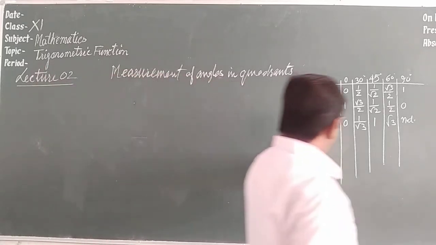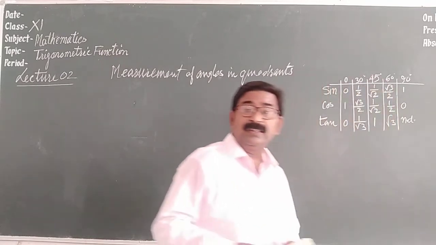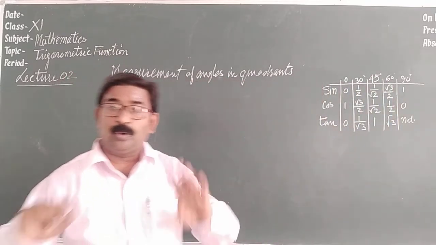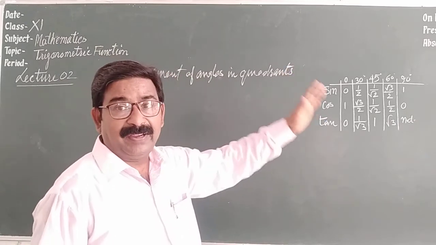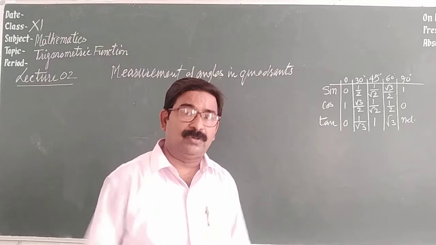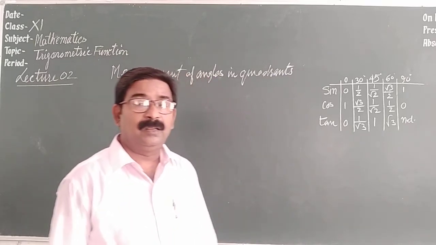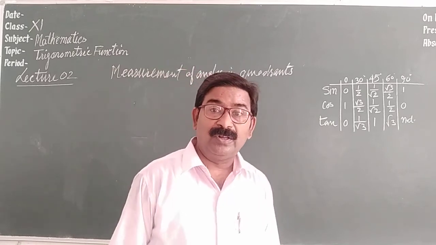So these are the only values in the whole trigonometry. Means whatever value we find in that table, that much is only the values. But some are negative also, some positive also.